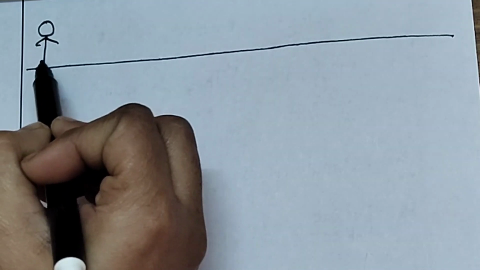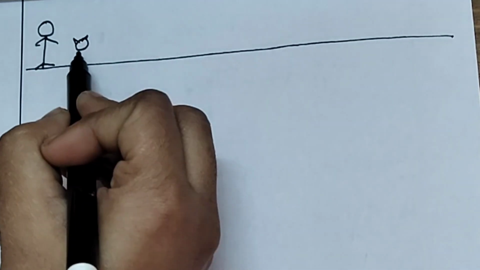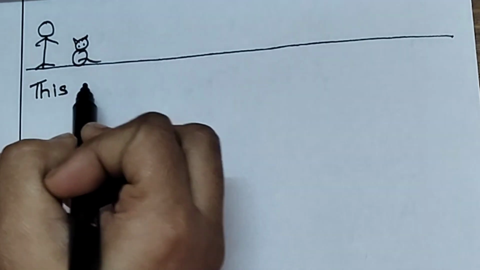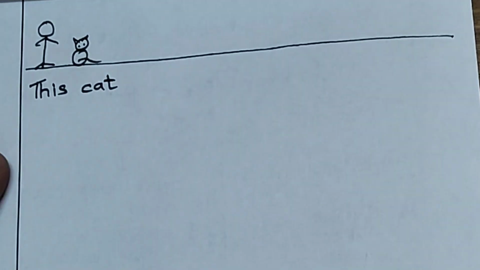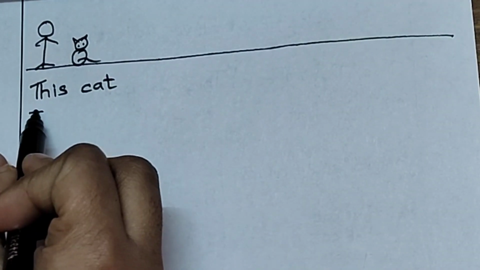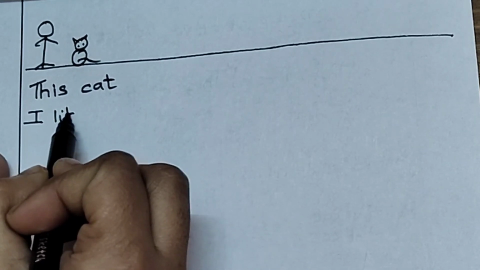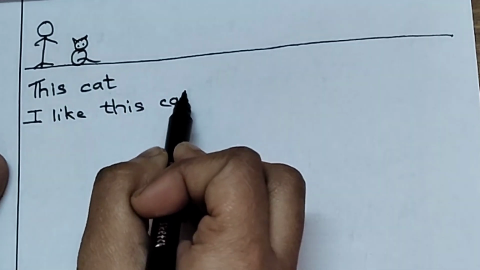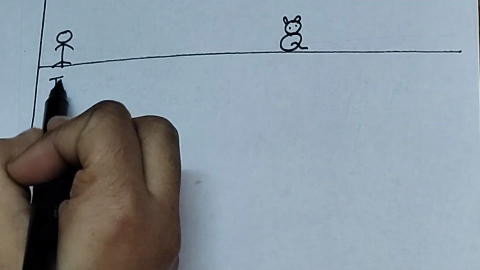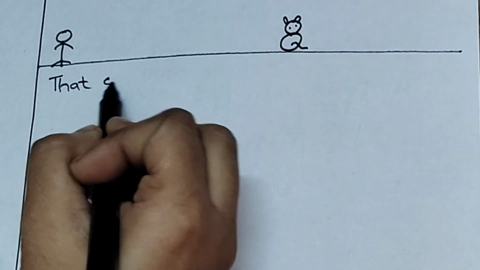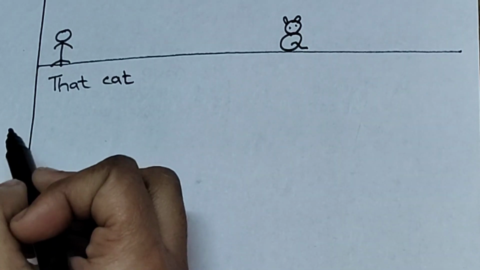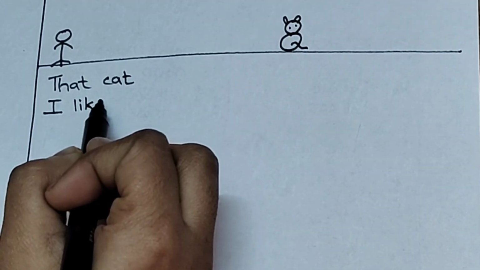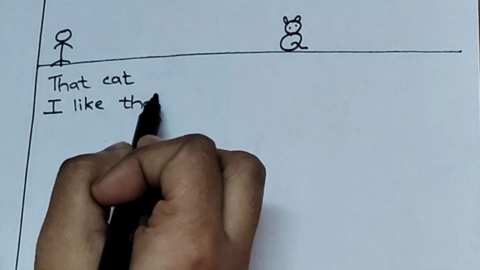Suppose you are standing on one side and there is one single cat near you and you are pointing towards that cat and talking about it. We use this cat. In a sentence, we can write, I like this cat. Now, when one cat is far from you and you are talking about that cat, pointing at it, then you use that cat. So, in a sentence, we can say, I like that cat.